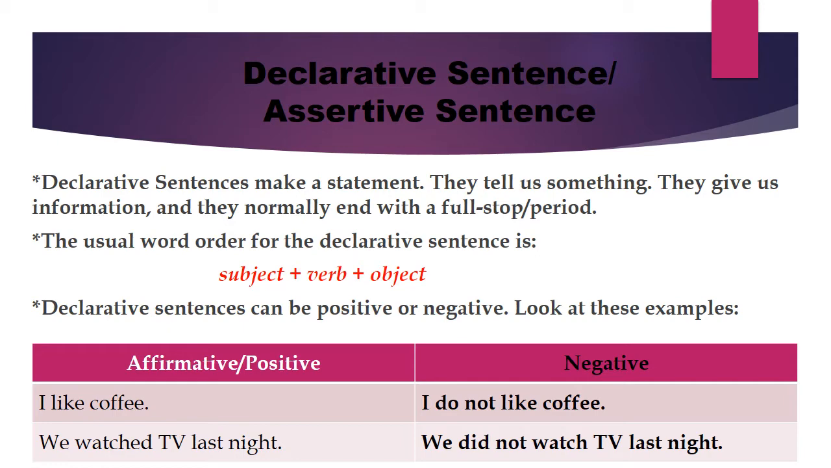See the next example. We watched the TV last night. It's a positive statement or affirmative sentence. Whereas on the other side, we did not watch TV last night. So it's a negative statement. So we can say that declarative sentences we can divide into two, positive or negative sentences, or affirmative or negative sentences.